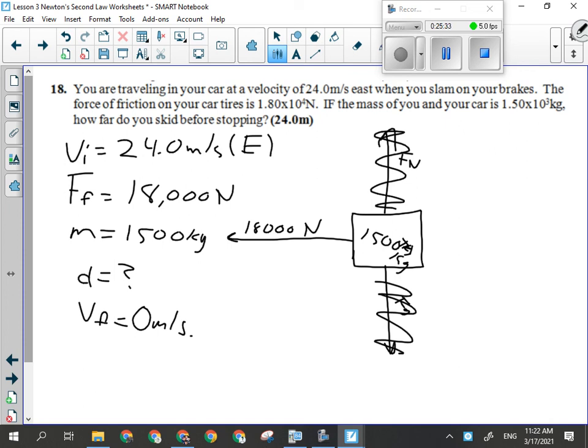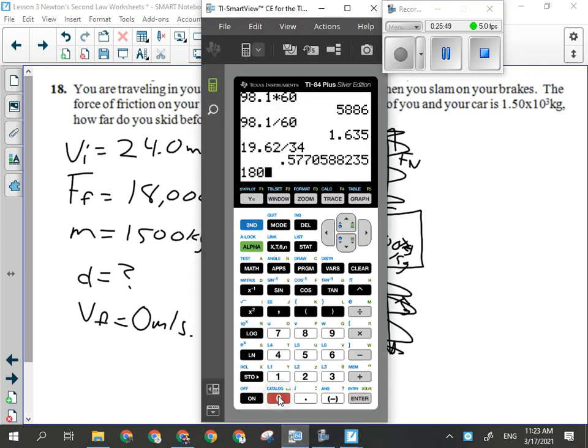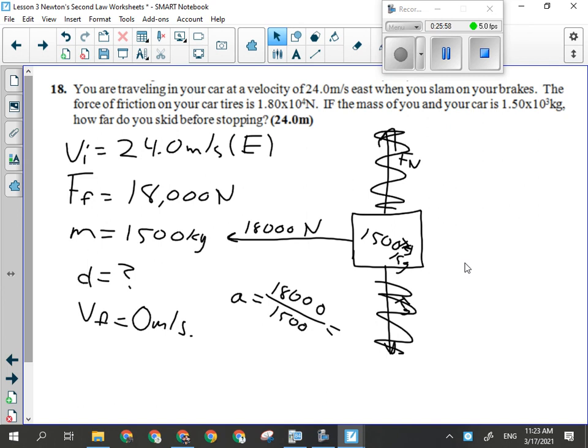Since now I know that's my net force and I have the mass, I can calculate the acceleration. So acceleration will be 18,000 newtons, my net force, divided by 1,500 kilograms, my mass. So 18,000 divided by 1,500 gives us 12. So my acceleration is going to be negative 12 meters per second squared, or 12 meters per second squared west. How do I know that? Because the car's traveling east. My brakes have to produce an acceleration opposite to east, so it's west.